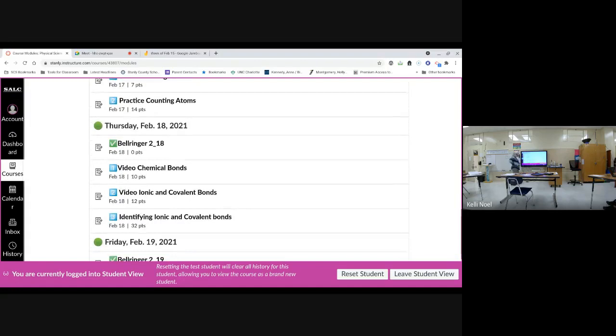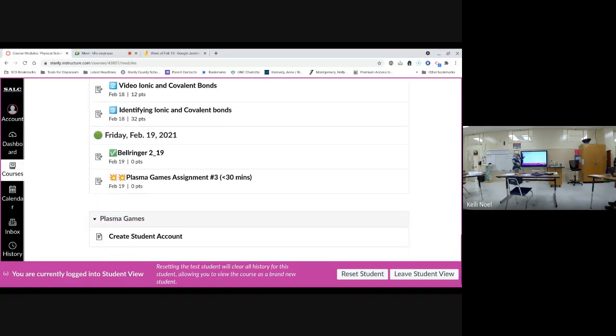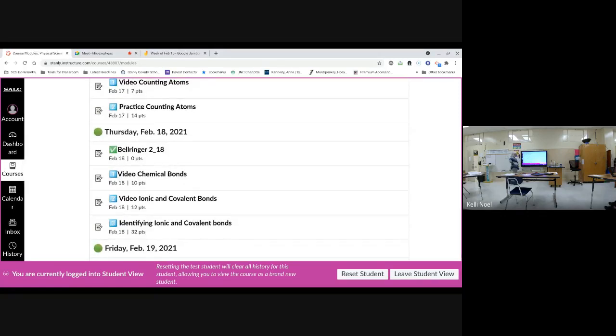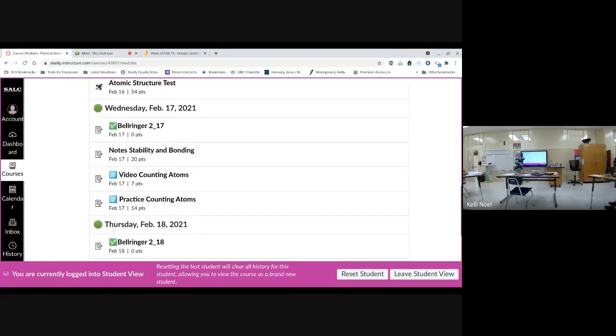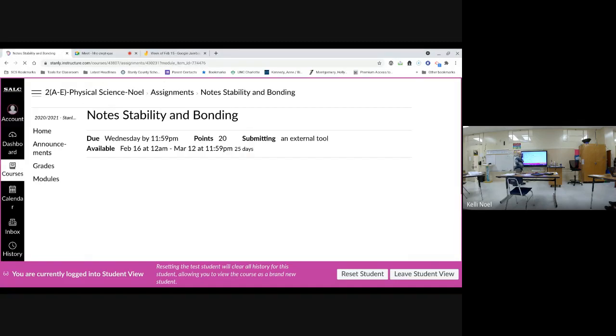Tomorrow, there's no new notes, but there's a video on chemical bonds and ionic and covalent bonds specifically. And then we're going to practice just identifying ionic and covalent bonds. We may get into drawing them, we may not. I may wait and do that on Monday. So this first set of notes, I've split up into about 3 different practices. I was hoping to get the notes done yesterday, but it just didn't work out in a face-to-face setting.